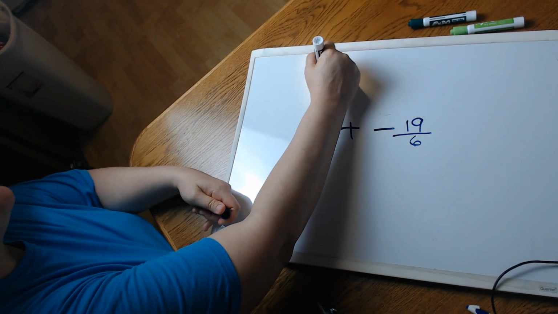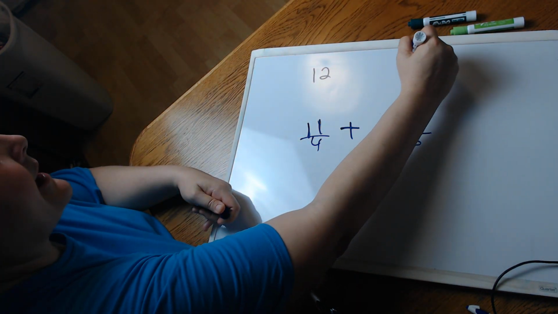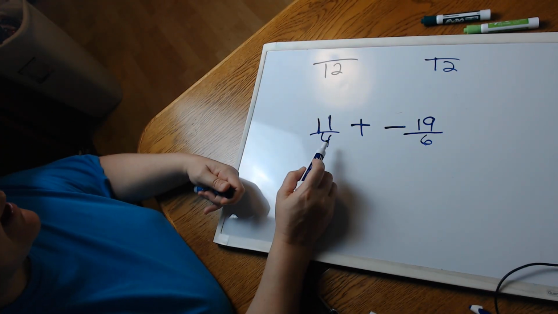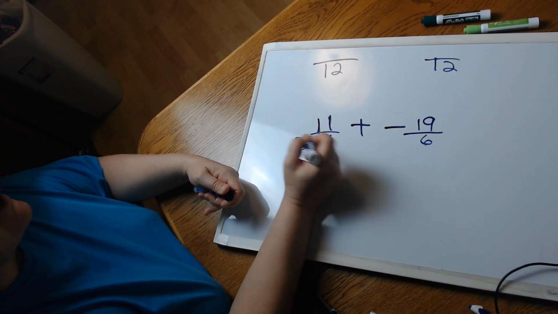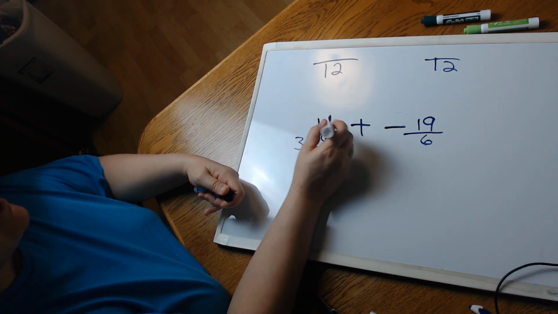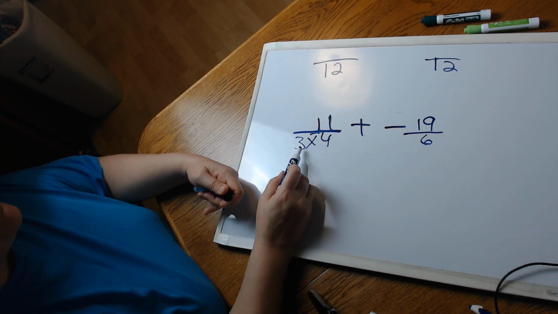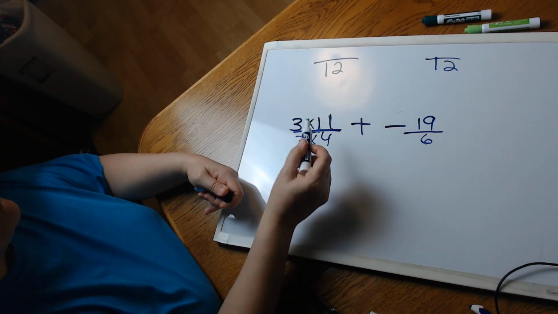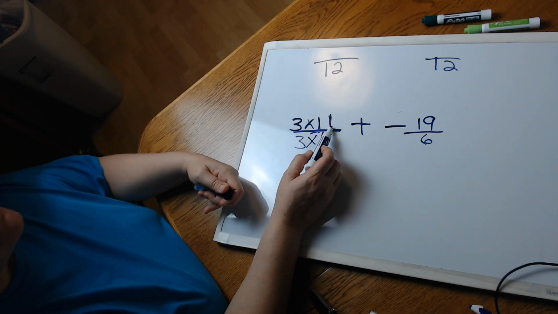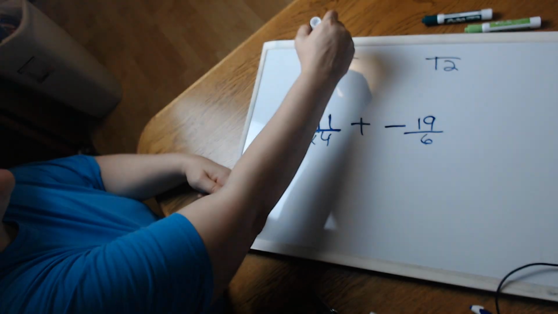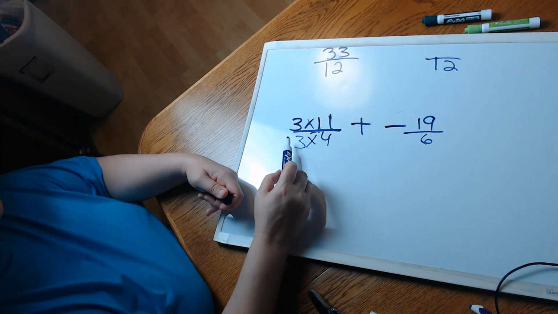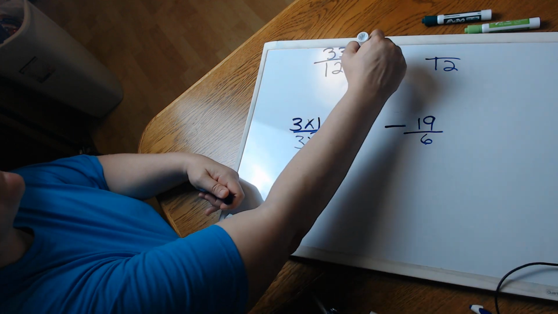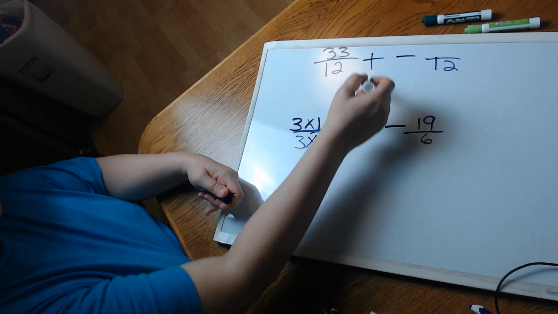So I'm going to write 12 as the denominator for both of these. How do we go from 4 to 12? Well, we multiply times 3 to go from 4 to 12. And anything we do to the bottom, we have to do to the top. So we'll multiply the top by 3 as well. 11 times 3 is 33. So our new fraction from that one is 33/12. Make sure we write these the same.